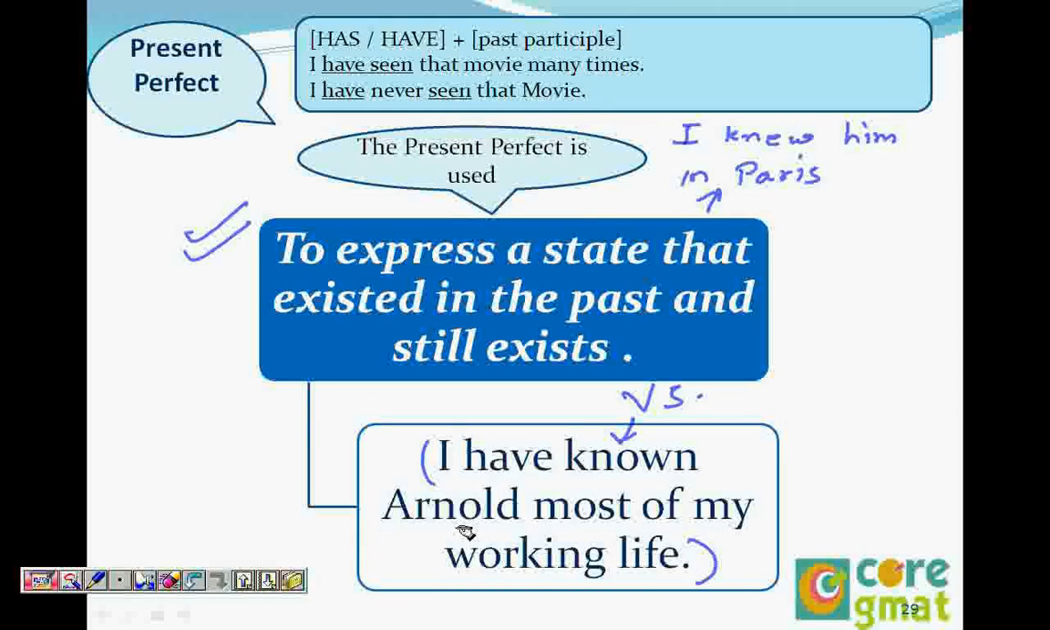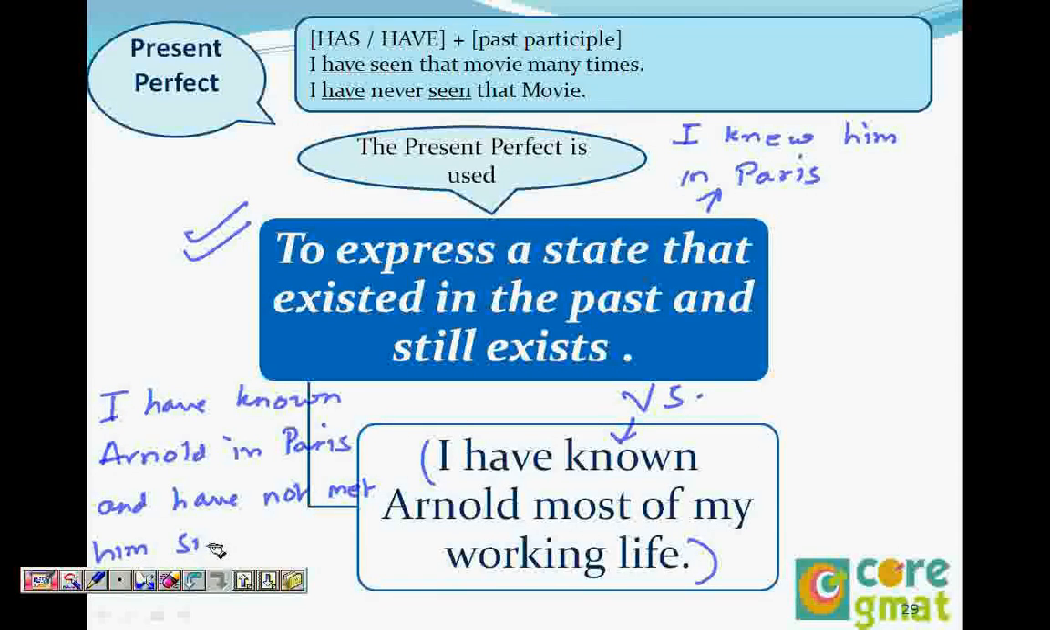Right. So do you want to take the past perfect in this video or in the next video? So a GMAT mistake which can happen here is, let's say, "I have known Arnold in Paris and have not met him since then." This would be really wrong, because "I have known Arnold in Paris and have not met him since then" means I don't know him anymore. Yeah. So this would be wrong.